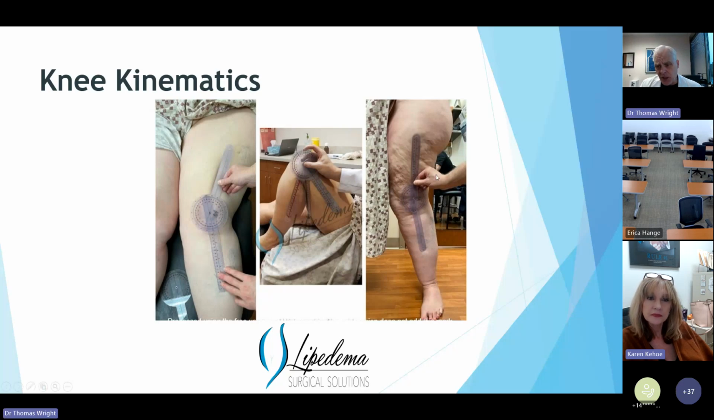She has a relatively normal knee joint. And then we also measure the angulation. The excess tissue of lipedema causes mechanical forces that rotate the knee joint, which should be straight up and down, 0 degrees. And here you can see some valgus rotation, or valgus deformity, in the knee joint caused by the lipedema tissue.